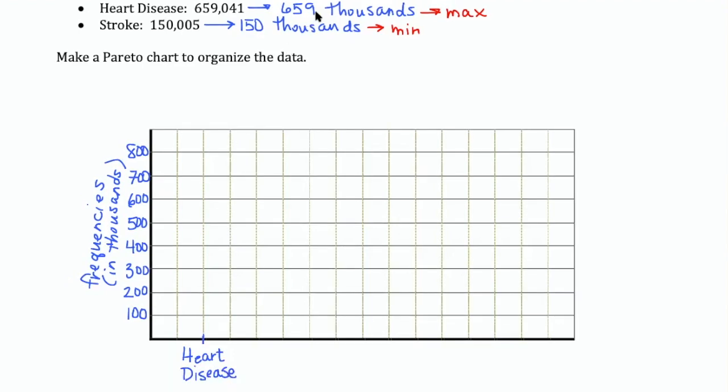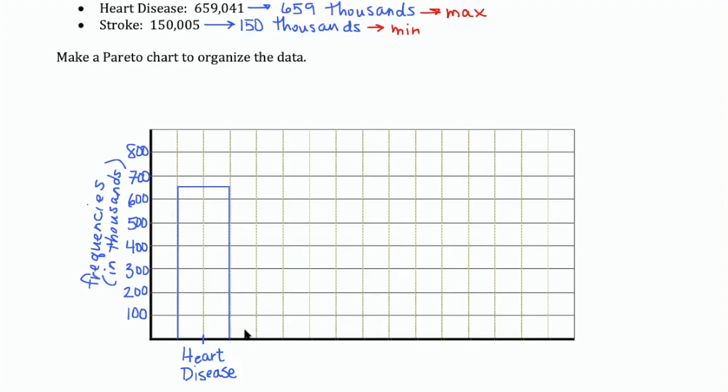I'm going to estimate where 659 would fall on the y-axis. So, 650 is halfway, just a little nudge higher. And I'm going to put a horizontal line across that goes 1 box to the left of the tick mark and 1 box to the right. Then I'm going to connect that straight down, and I've created my first bar.